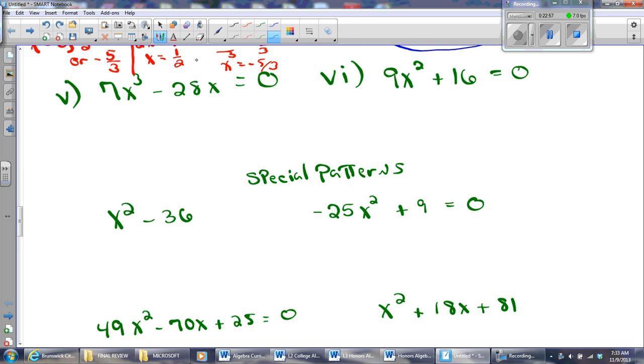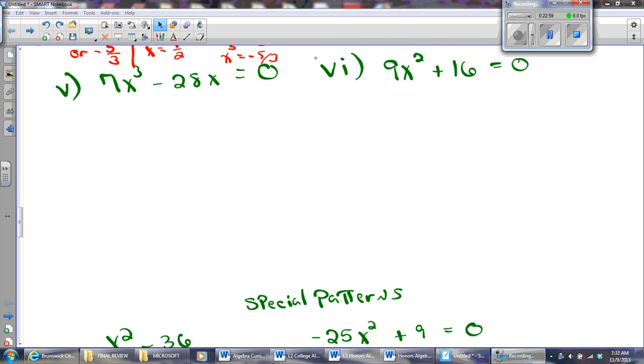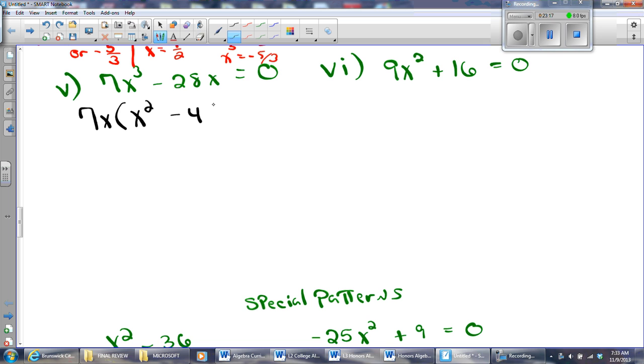All right, moving right along. Hold on a second. Giving myself a little more room to work there. Okay. Problem number 5. That's a Roman numeral 5. I see a GCF hiding. I see a 7x. I'm going to pull out a 7x. I'm going to be left with an x squared minus 4 equals 0.